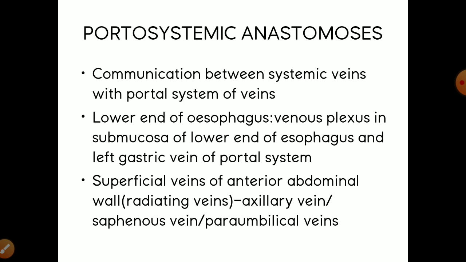It is important to know about the communications between the portal and systemic veins, which is also called the portosystemic anastomosis. There are some areas where the portal system of veins communicate with the systemic veins. They are as follows: at the lower end of esophagus, the anterior abdominal wall, and the anal canal.